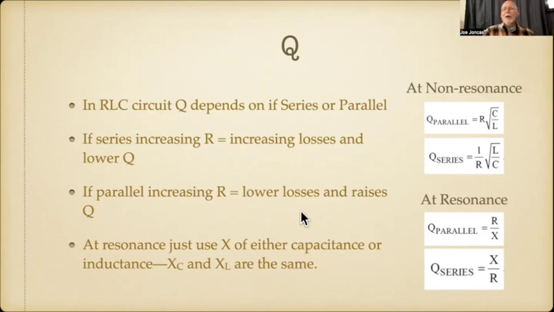So now if you have a resonant circuit where you've got a capacitor and an inductor together, either in series or parallel, then you can use these 2 formulas down here to figure out what the Q is. So, and I'm going to read this. If in parallel, I should have put a dash in here. Increasing R is equal to lower losses and raised Q.